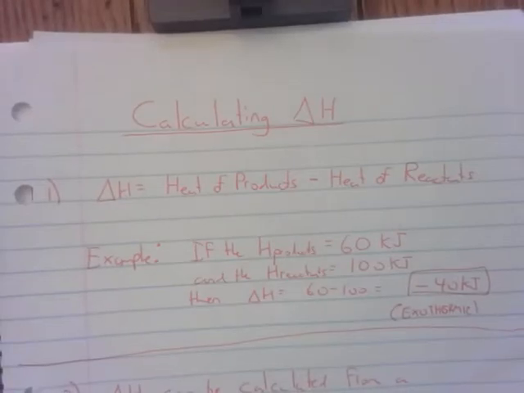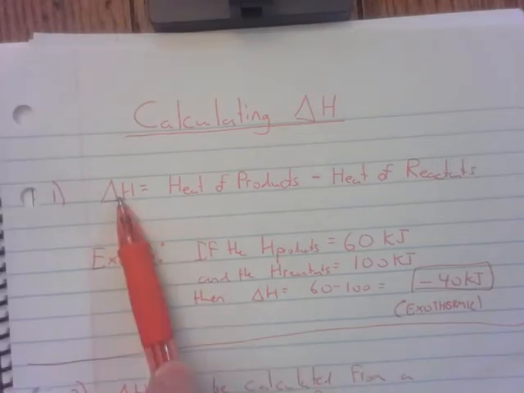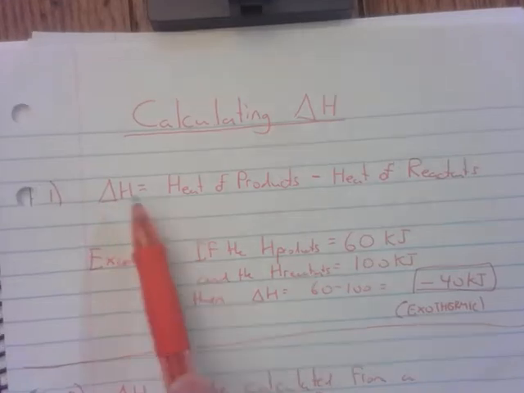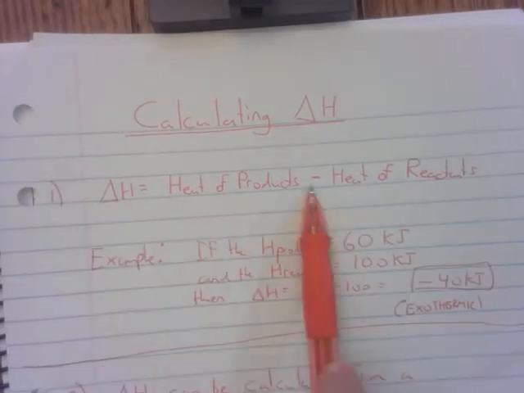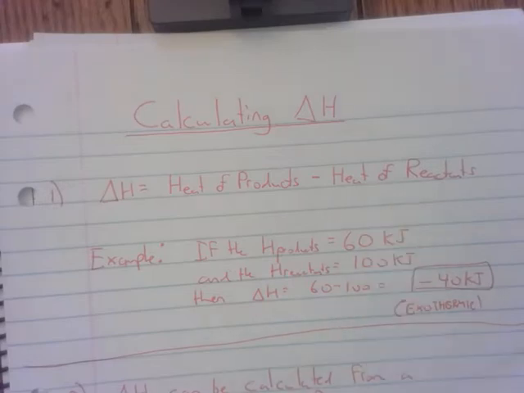If you remember from our last video, we found out that delta H, or heat of a reaction, also called enthalpy, is a way to describe the heat that is either released or absorbed when you do a chemical reaction. And the way you calculate it is by using this formula right here. Delta H, which is the heat of a reaction, is equal to the heat of the products minus the heat of the reactants. What I'm going to show you is 4 different ways that you can actually calculate this value.